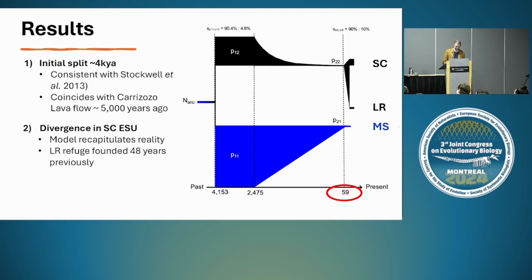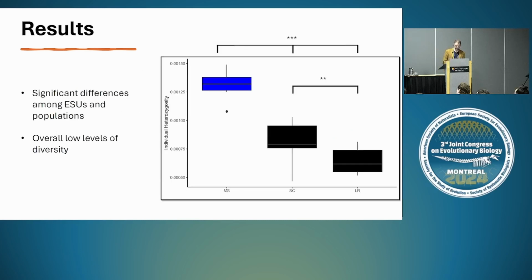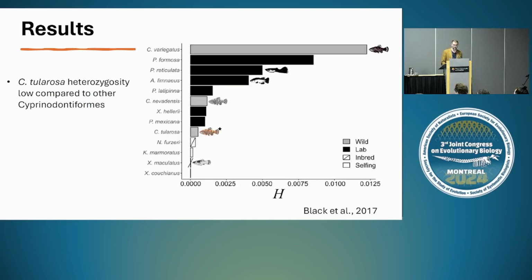As we all know the importance of genetic diversity in conservation, we then estimated individual heterozygosity for all of our whole genome resequencing samples. You can see here that there are significant differences both between populations as well as ESUs. Malpaya Spring ESU had the highest relative amounts, and Lost River had the lowest. However, if you look at the overall levels of genomic diversity, they're really quite low.